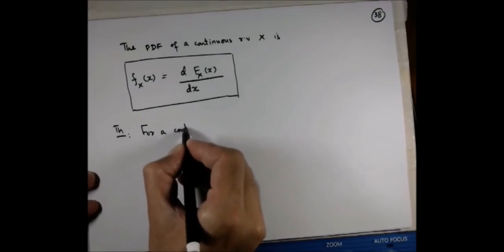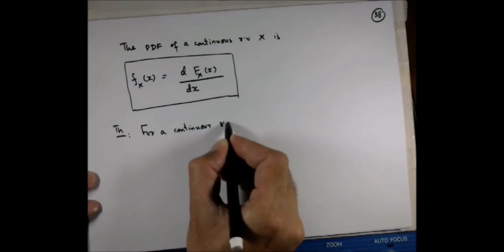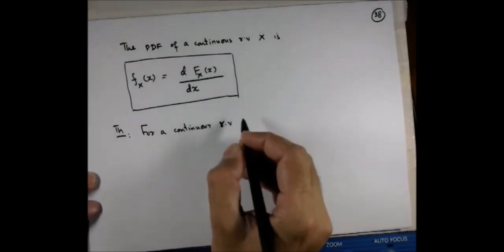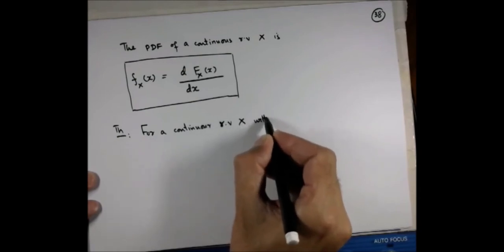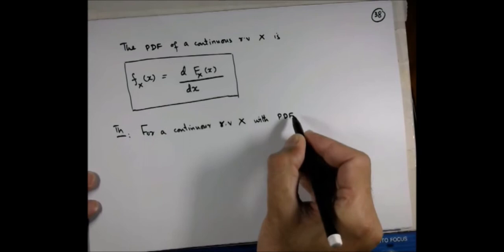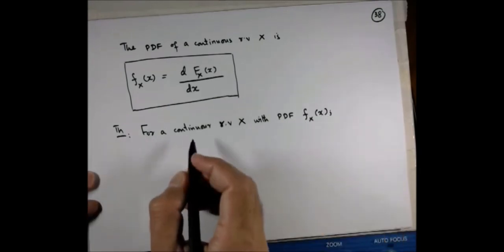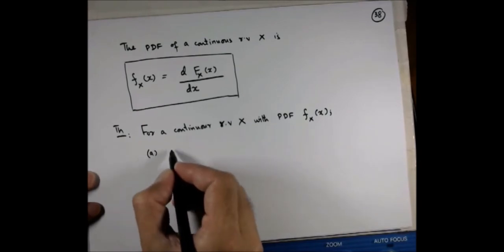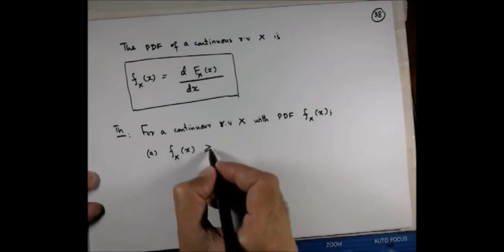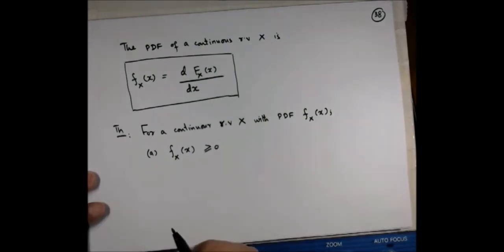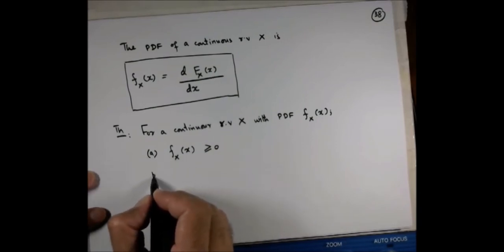For a continuous random variable x with PDF f sub x of x, the following holds. First, the PDF is always greater than or equal to 0. This is obvious. This is also like the axioms of probability.